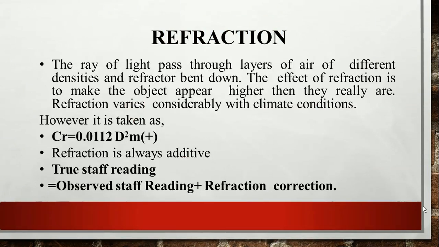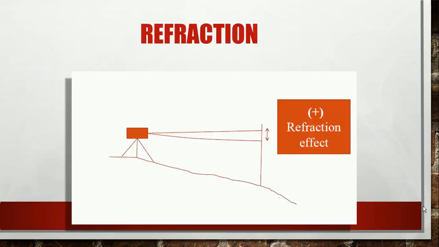Next is refraction. The ray of light passes through layers of air of different densities and the ray bends downward. The effect of refraction is to make the object appear higher than it really is. Refraction varies considerably with the climatic condition. However, you have to take the correction for refraction as 0.0112 d square meters, and it is always positive in nature. Refraction is always additive. For getting the true staff reading, you apply the observed staff reading plus the refraction correction. This is the diagrammatic representation of refraction correction, always positive in nature.